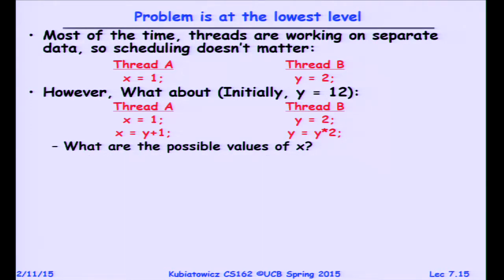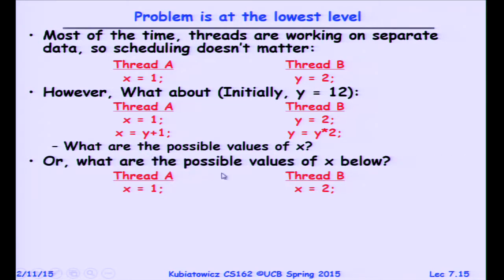And you could say, well, suppose that thread A runs to completion, and so x is 1, and then x equals y plus 1, but y was initially 12, so x ends up being 13, and then thread B runs. Or thread B runs to completion, so we start y equals 2, and then y equals y times 2, which is 4, and then we run thread A, and we could get a 5 out of it. Everybody see how you can come up with all these different interleavings? And what are the possible values of x here?